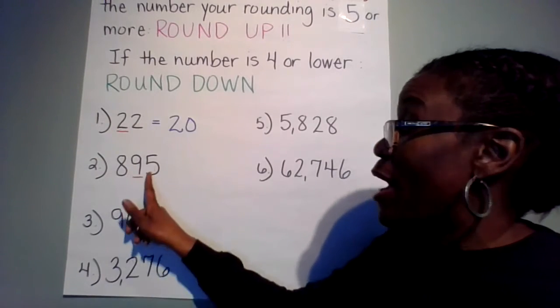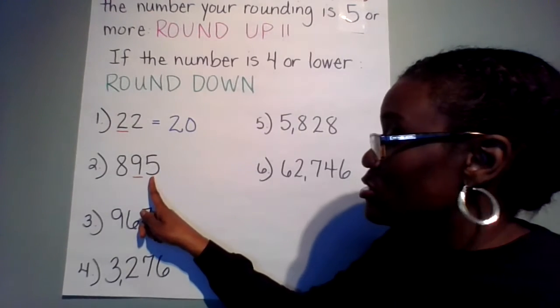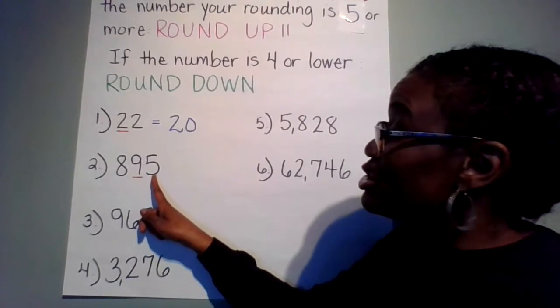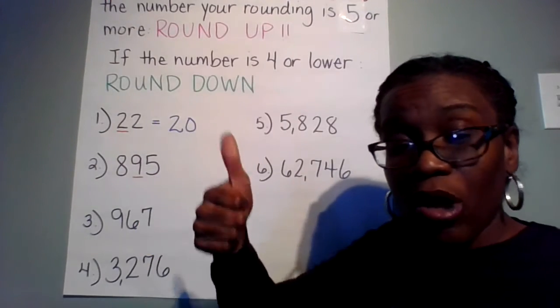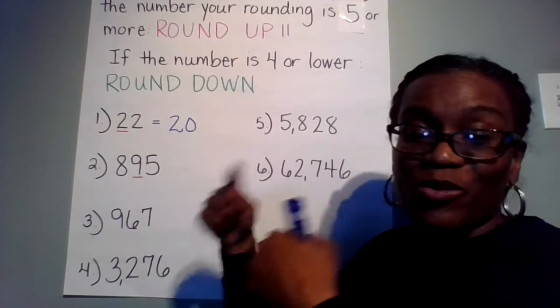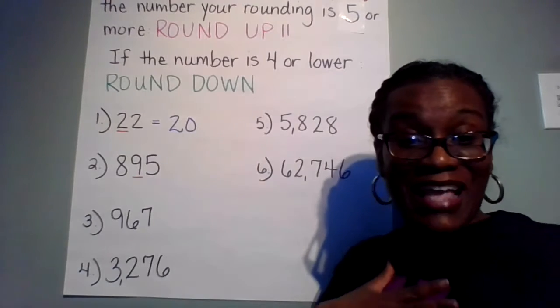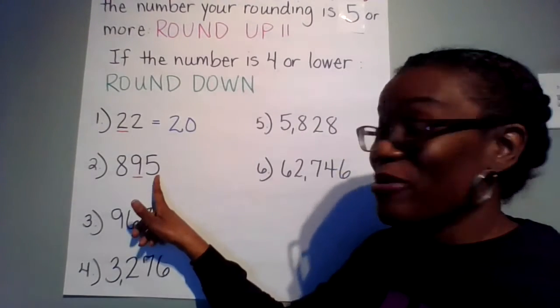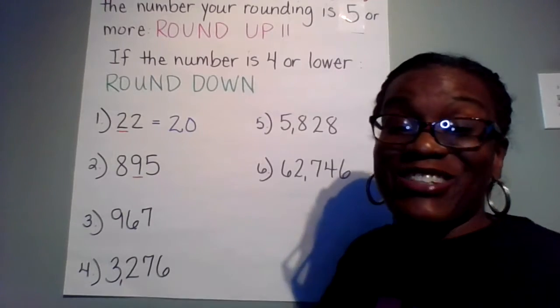895. We're rounding in our tens column. So scholars, let's look at our next number, which is 5. So are we going to round up or are we going to round down? That's right, scholars. We're going to round down. Oops, Miss Allen made a mistake. The number is 5. Thank you for correcting me. We're going to round up.